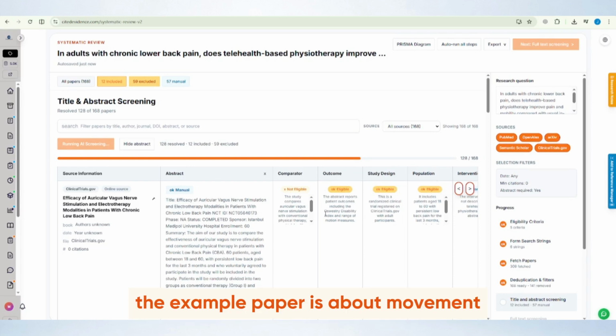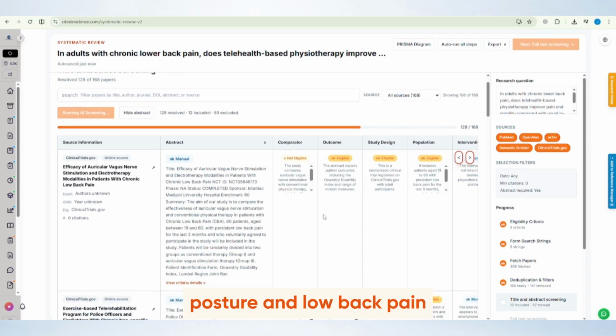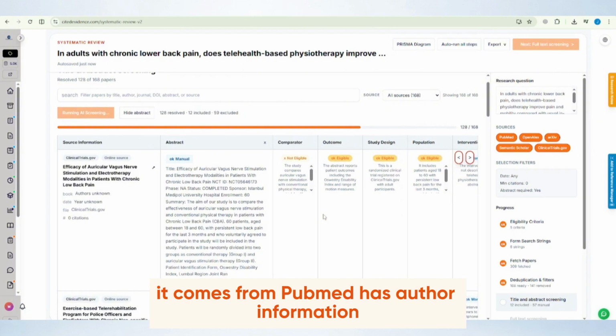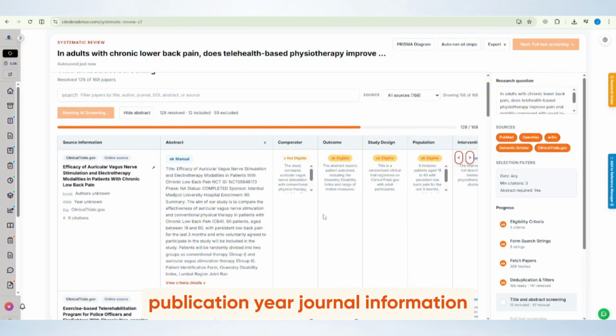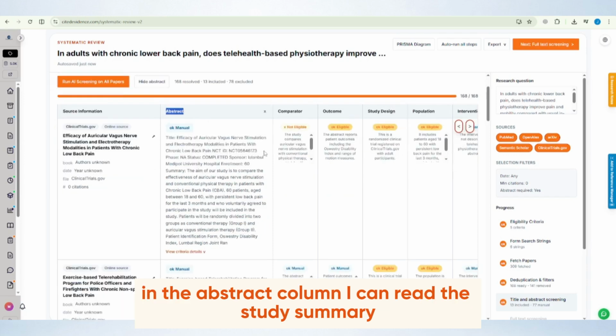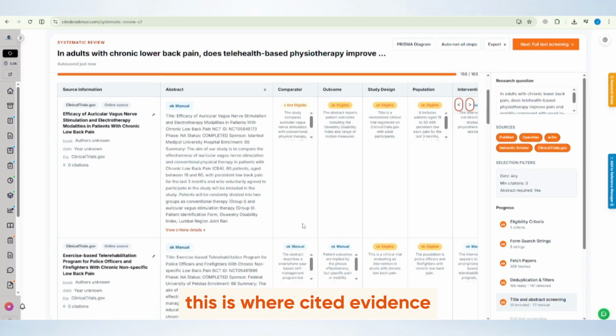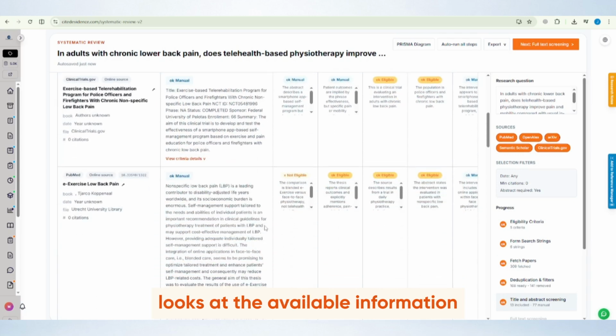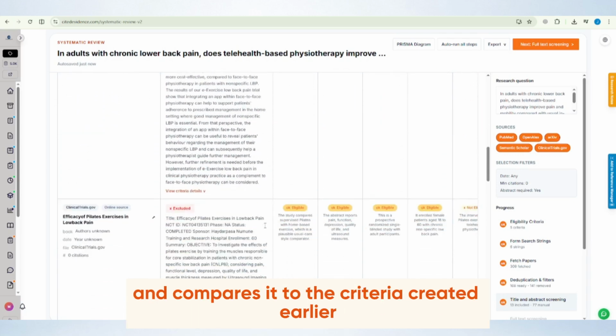The example paper is about movement, posture, and low back pain. It comes from PubMed, has author information, publication year, journal information, and citation count. In the abstract column, I can read the study summary. This is where Cited Evidence looks at the available information and compares it to the criteria created earlier.